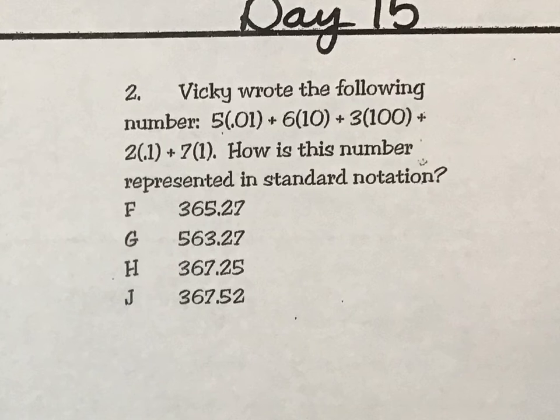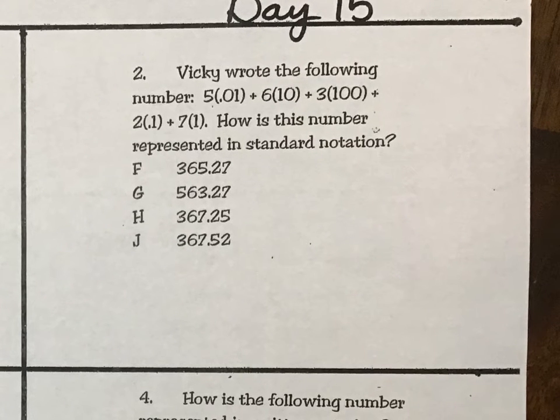Vicki wrote the following number. 5 times 100th plus 6 times 10 plus 3 times 100 plus 2 times 1/10 plus 7 times 1. Did anybody draw a place value chart? All of you? Good. Okay, so we need to do hundredths, so I'm going to do hundredths, tenths. It's also all messed up. Ones, tens, hundredths. I think that's enough.